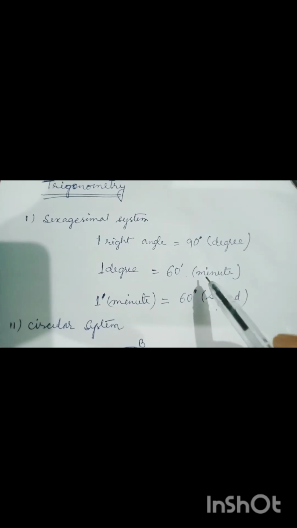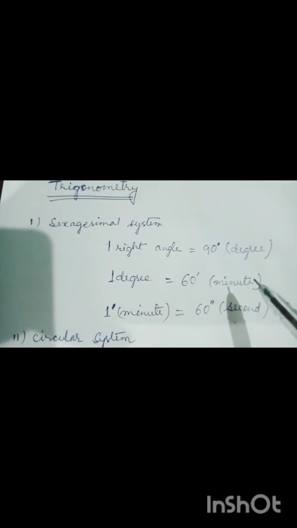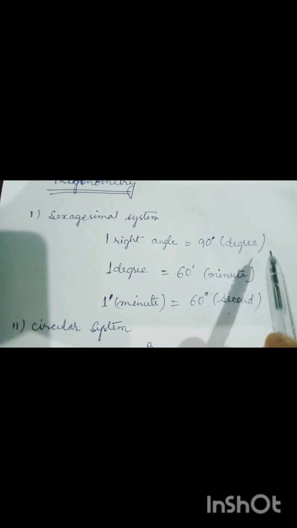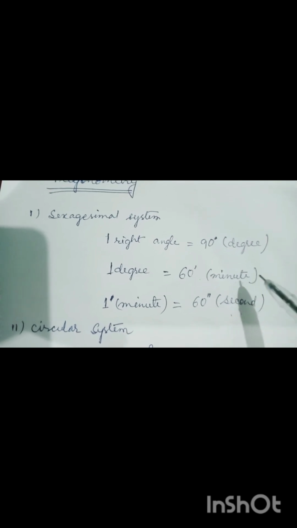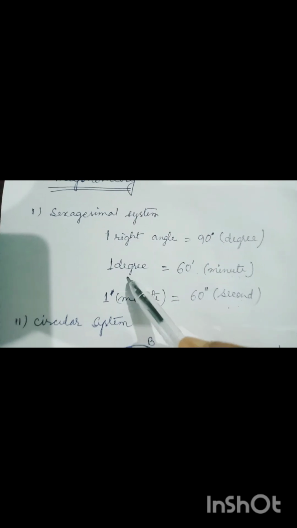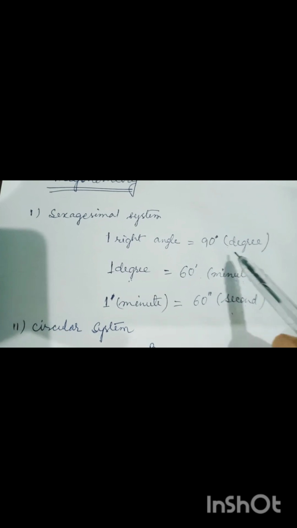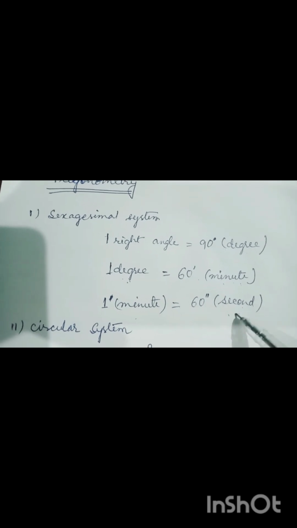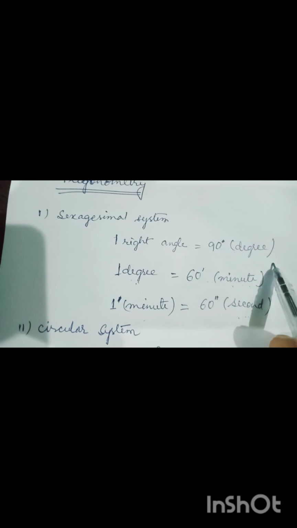This is similar to the timing interval or time of a clock. So 1 hour is equal to 60 minutes, 1 minute is equal to 60 seconds, like this. So 1 degree is the largest unit for measuring angle. 1 degree is equal to 60 minutes and 1 minute of angle is equal to 60 seconds. So 1 right angle is equal to 90 degrees.